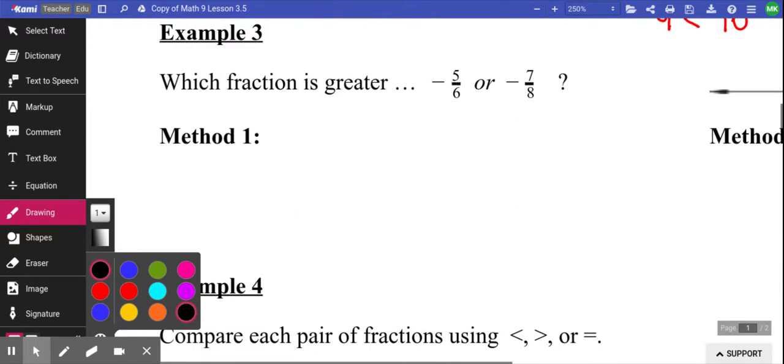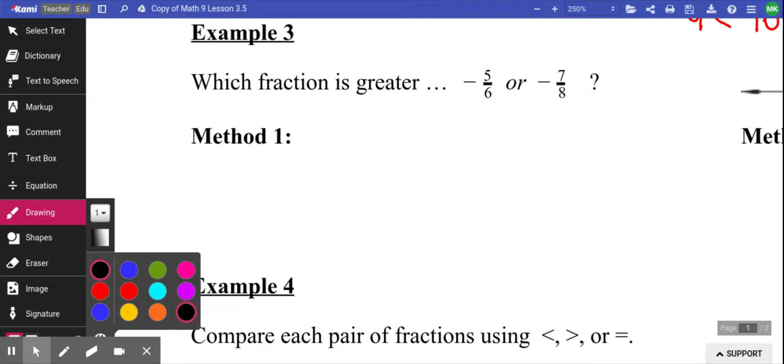Okay, let's talk about negative numbers. We're going to talk about which fraction is greater. We have negative 5 over 6 or negative 7 over 8. I would like to get these to have a lowest common denominator. This one's a little trickier because we have 6 and we have 8.